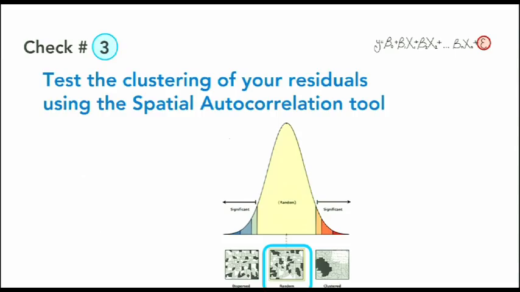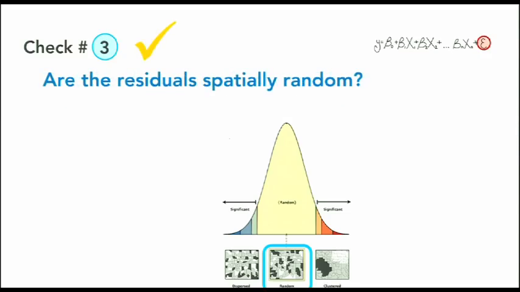We want to make sure that our residuals don't show any spatial autocorrelation. And we don't just have to trust our eyes, because that can be quite difficult, especially when you get into kind of the gray areas. So we can use the spatial autocorrelation tool to make sure that those residuals aren't spatially autocorrelated. And the little report will literally just answer the question for us. So in this case, they're random, and we pass check 3.